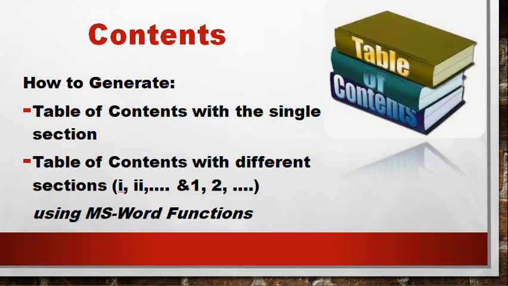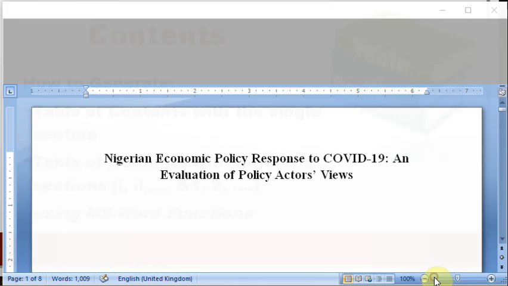The second is when the file has two different sections, like a typical project thesis in the university, where you have what we call the front matter or the preliminary pages, and then the body of the work, and they have different kinds of numbering. So let me quickly take you straight to the Word file and show you how this happens.